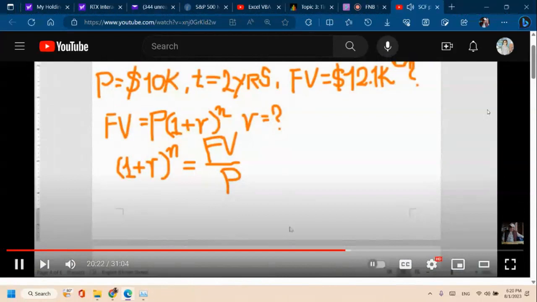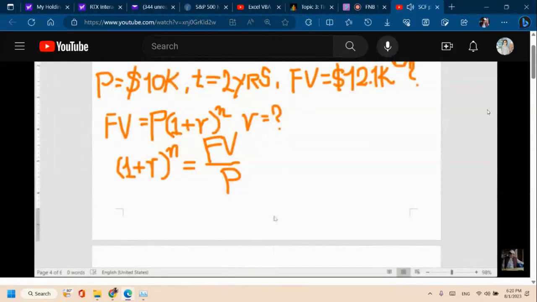FV over P. Okay, so you're okay up to this point, but then our next question is, to isolate R, first we have to get rid of this exponent, right? It's almost like once this exponent is gone, then it's simple. If this is gone, then all you need to do is subtract 1 from both sides, and you can isolate only R. But the problem is, how do we open this up? It's like a padlock, and once you open the padlock, then it will be easy. Well, how do we do that?